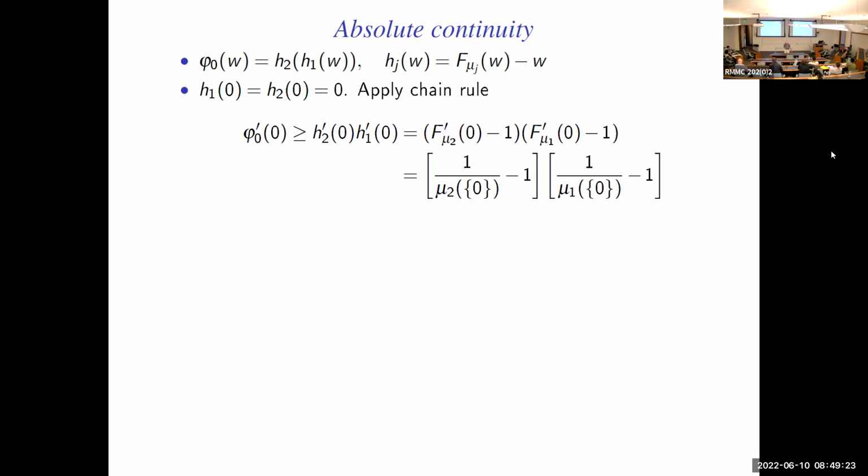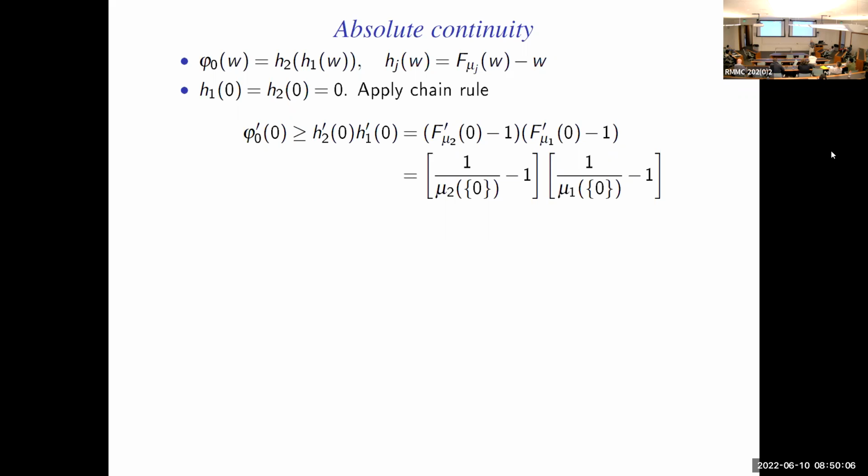So now we apply the chain rule. The chain rule says phi 0 prime of 0 is greater than or equal to h2 prime of 0 times h1 prime of 0. In other words, h2 prime of 0 is f mu2 prime of 0 minus 1. Just look at the formula for h. h is f minus w, right? You differentiate that, you have to subtract 1. And at the same time, the Denjoy-Wolff derivative of f itself at 0 is 1 over mu2 of 0, 1 over the mass of mu2 at 0. Same for the other one.